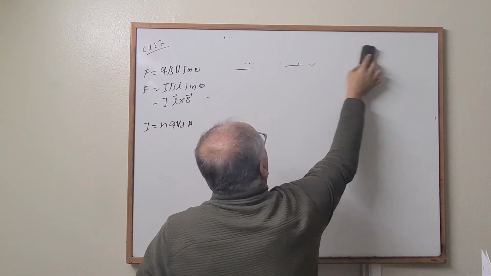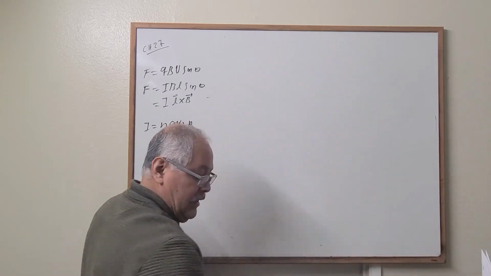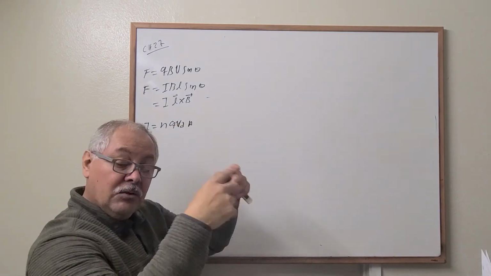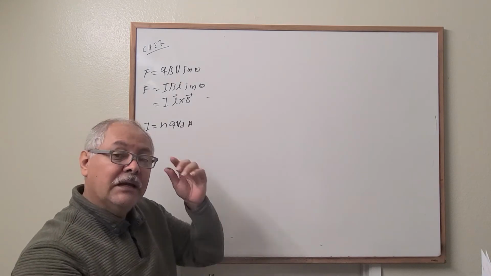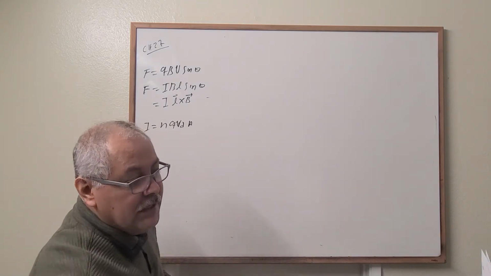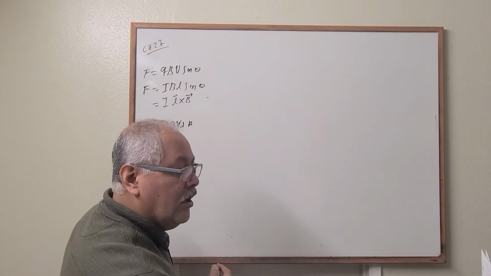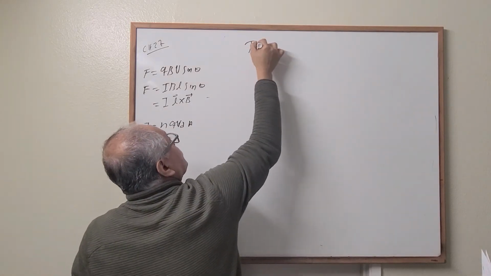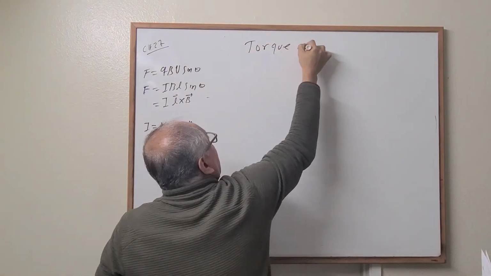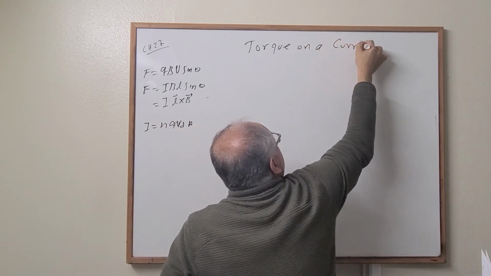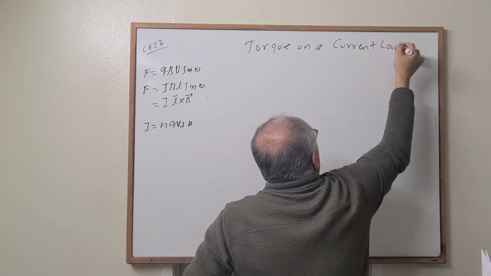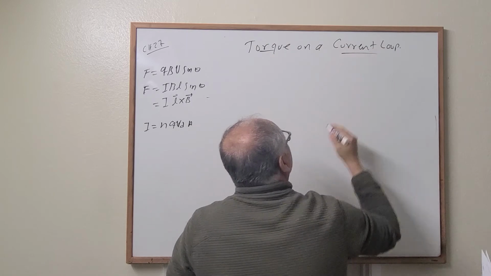Right, when we have a wire, a conductor, inside again of a constant magnetic field. And the topic is going to be torque on a current loop. Okay, torque on a current loop. Perfect.